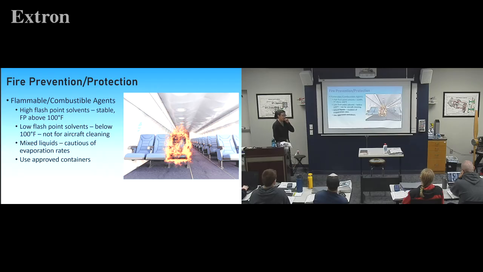And we want, what is kind of the magic number generally for how high we want our flash point? 105. Yep. So yeah, here, I think this one was from AC 43.13, generally above 100 degrees, high flash point, solvent, stable. Anything below 100 is not for aircraft cleaning. That means not on the aircraft, in the aircraft. You need to take that part to a safe place. If you are mixing liquids, be cautious because they may have different evaporation rates. So if one evaporates and the other is still there and has a lower flash point, now you may have a problem. So just be cautious.